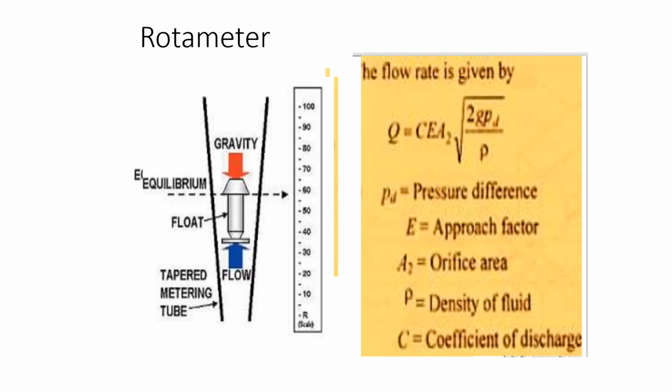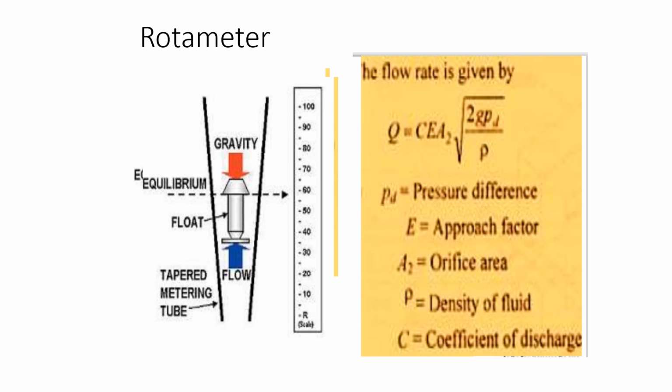The last one is the rotameter. The concept here is that area changes and flow rate changes. Here we have a float of varying cross section. That's why it is called a variable area flow meter. The float is much heavier than the liquid, and the density of the float is very high compared to the fluid flowing through it. It will be kept always in the vertical position.